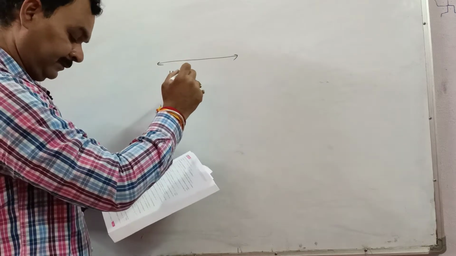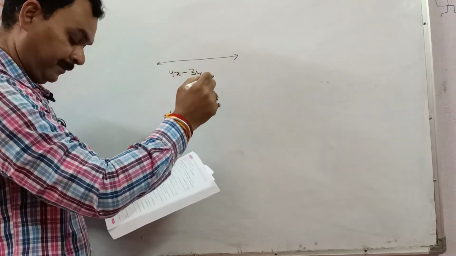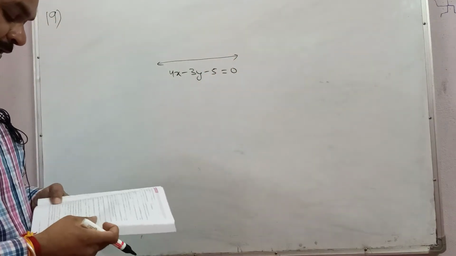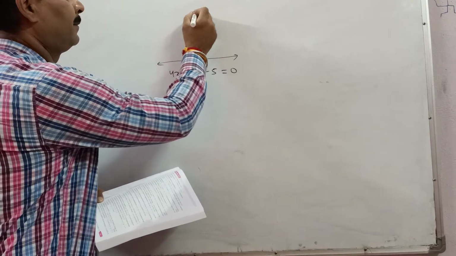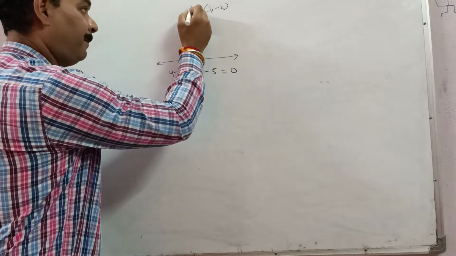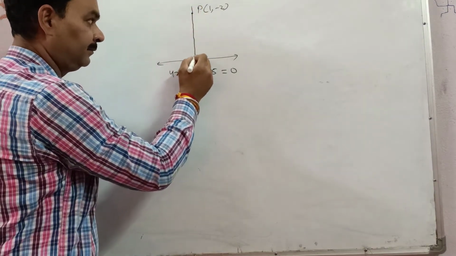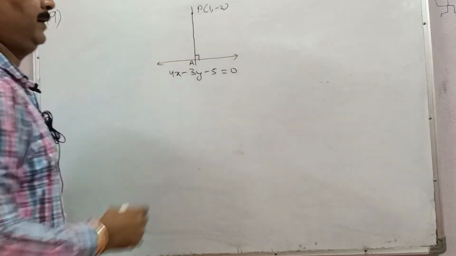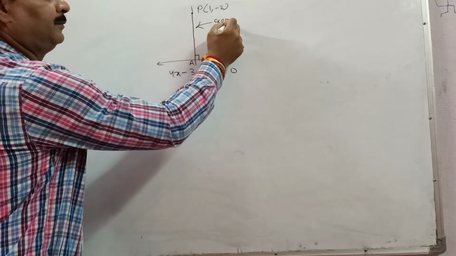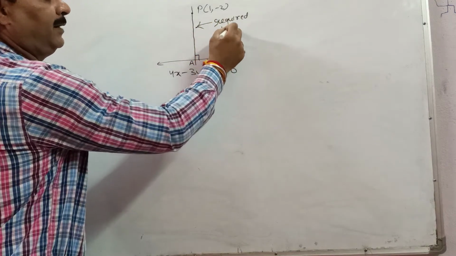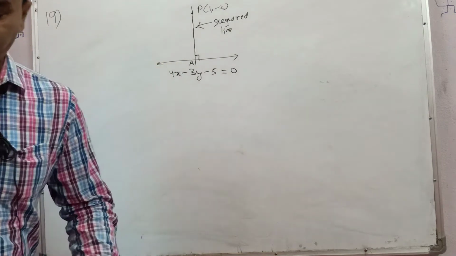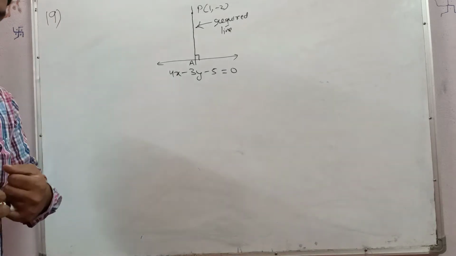Say this is the line and its equation is given to us: 4x minus 3y minus 5 is equal to 0. You need to find out the equation of a line from point P (1, -2) and perpendicular to this line, say A. This is our required line. We need to find out the equation of this line. Furthermore, we need to find out the coordinates of A also.